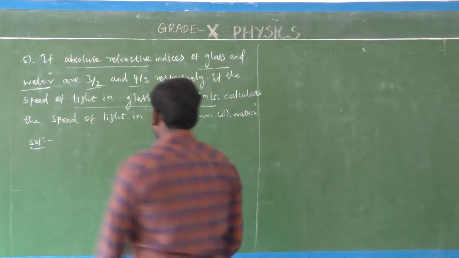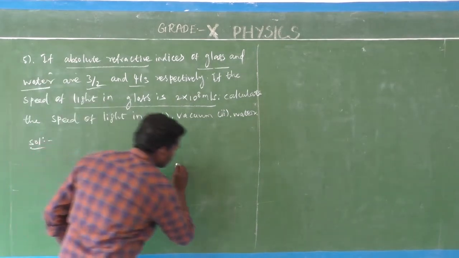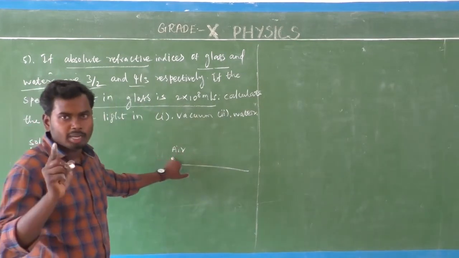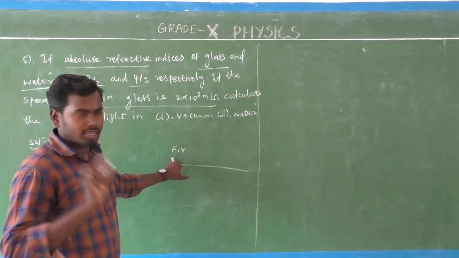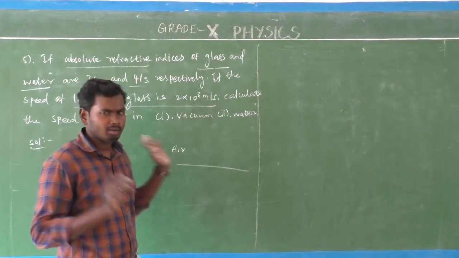So I am going to draw the diagram. Here, this is the air medium. It's the absolute refractive index, so the first medium should be only vacuum. So the first medium, what is that? This is air or vacuum; both have the same meaning here.